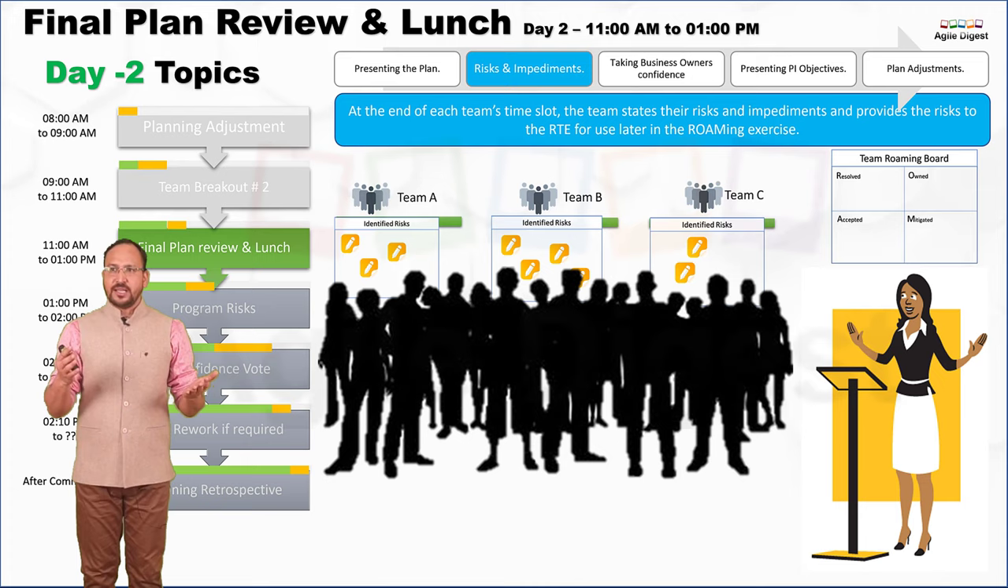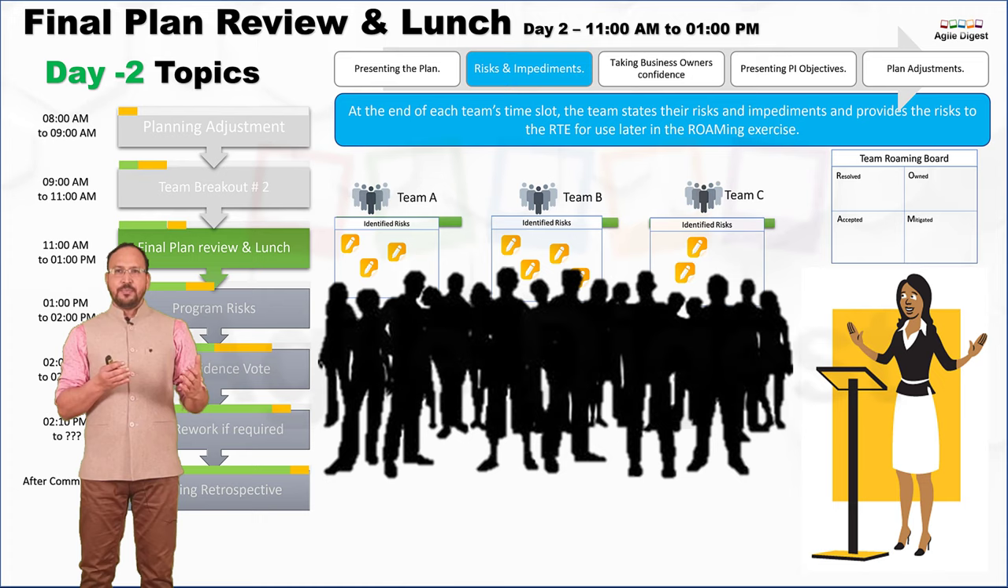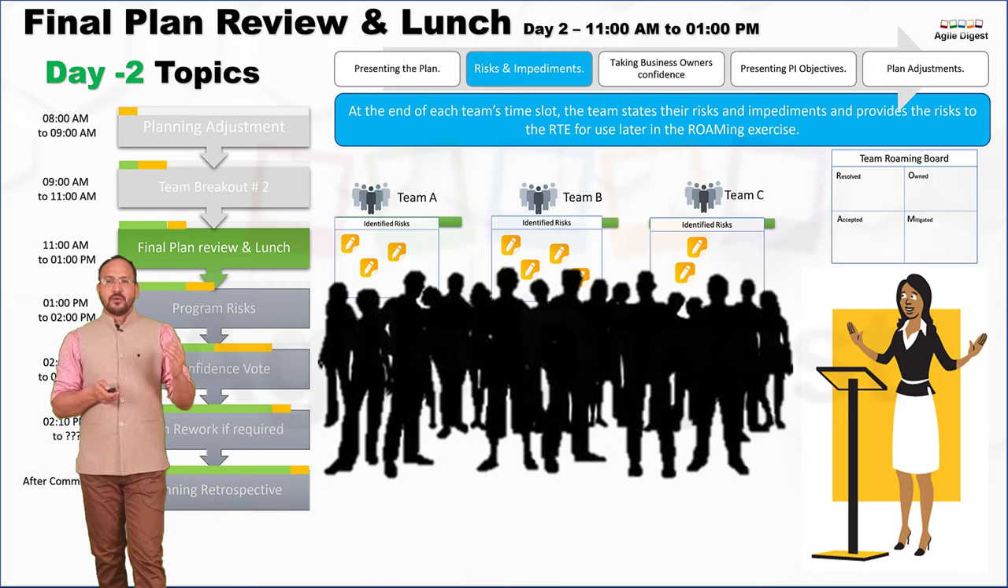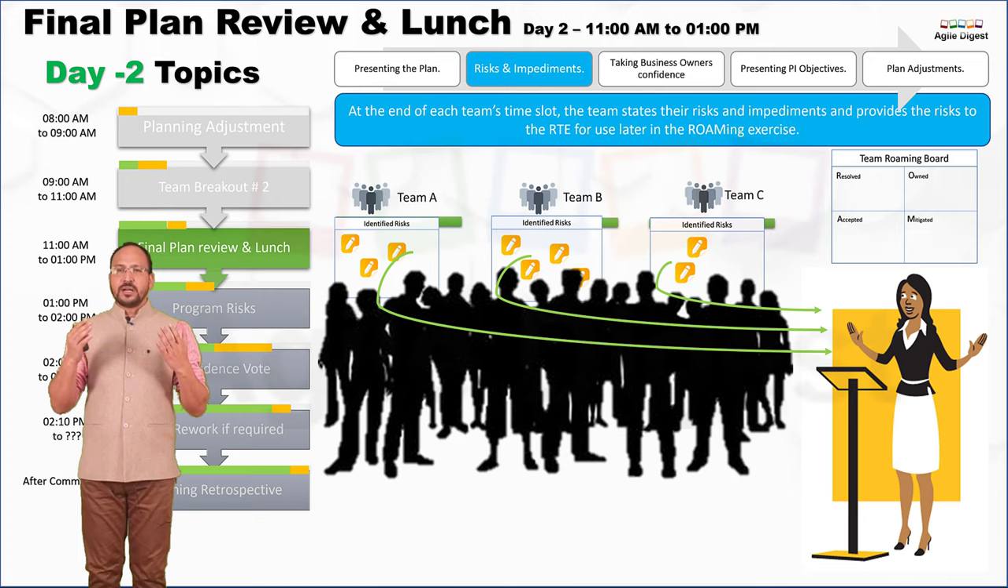At the same time, when the team creates the risk, a few of the risks are local to the team, a few of the risks may be program level risks. All those program level risks will be collected by the RTE, and that will later move into the program level risk board or the ROAM board. We'll come to that once we reach that stage.